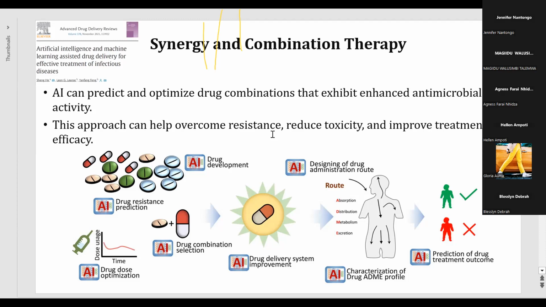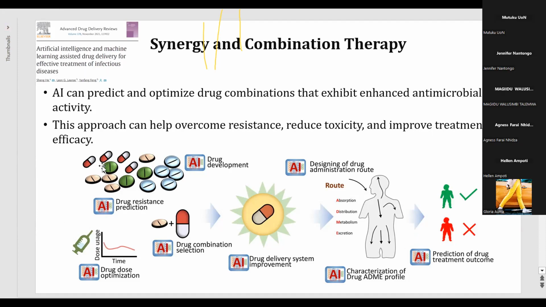So also this particular AI can predict and try to overcome the resistance. It can reduce the toxicity, means it can predict the reduction of toxicity, it cannot reduce it by itself, and also help improve treatment and efficacy. So in every step there is AI. Okay. And this picture I have taken from this paper.